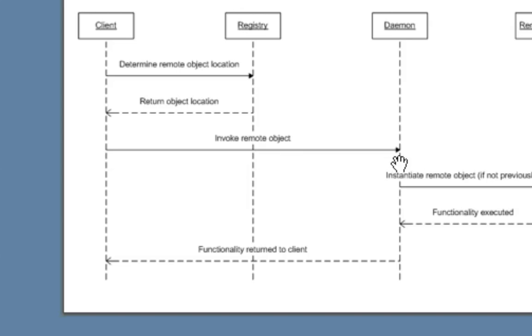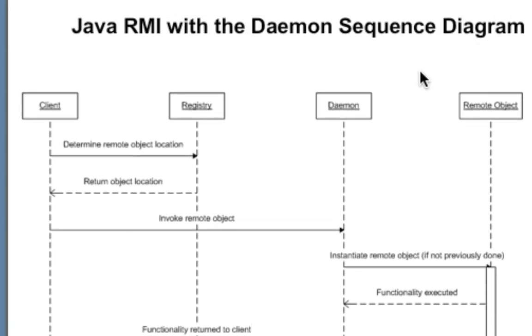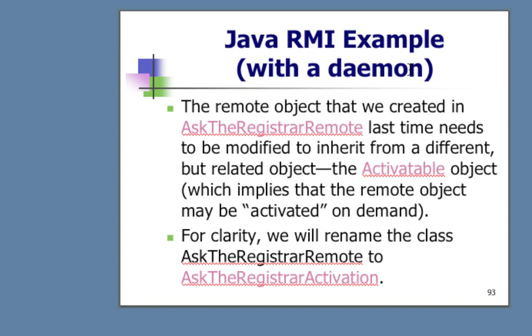So now we have a third party working in the mix. We have the client, the registry, the daemon, and then the remote object. The addition of that is just another service that gets started on the computer.